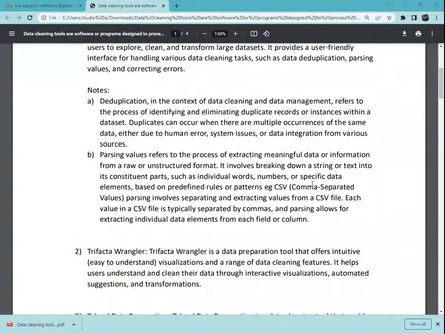Then we have parsing values, which refers to the process of extracting meaningful data or information from a raw or unstructured format. It involves breaking down a string or text into its constituent parts, such as individual words, numbers, or specific data elements based on predefined rules or patterns. E.g., these comma-separated values, if you can remember what we call the CSV. So CSV, for example, we have Joshua, Aura, etc.